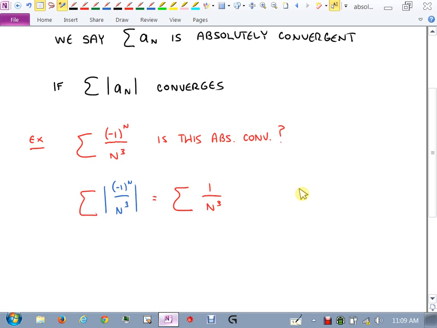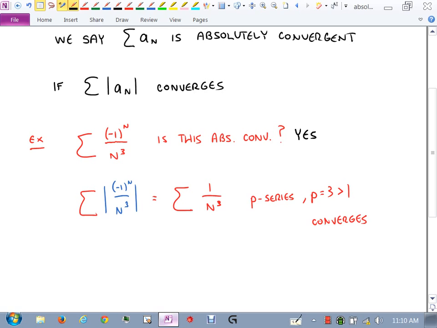And now when you look at that series, that's a P series, right? P is 3, which is greater than 1, which means it converges, right? So since the absolute value of a sub n converges, this series up here is called absolutely convergent. All right? So the answer is yes.